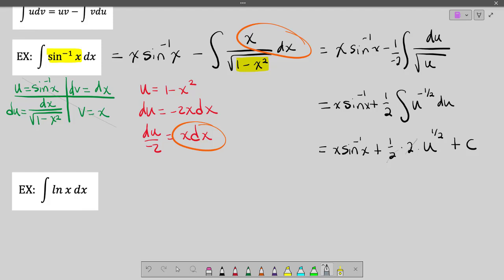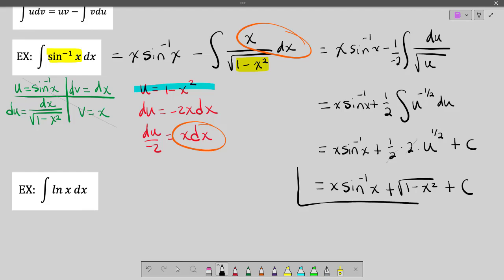And the last thing we have to do is do some back substitution. There's our u right there. We just have to put that back in. And then we'll have our final result. So the square root of 1 minus x squared plus c. All right, is there any part of that?